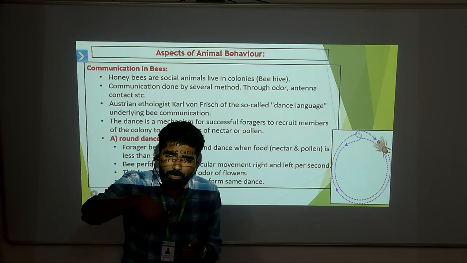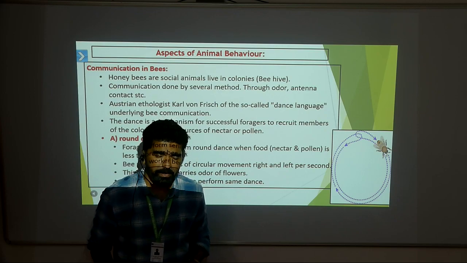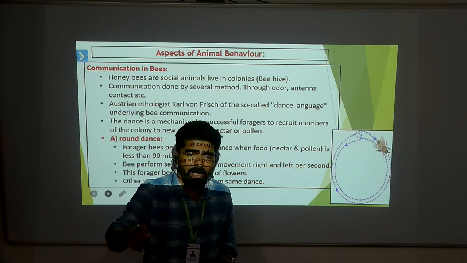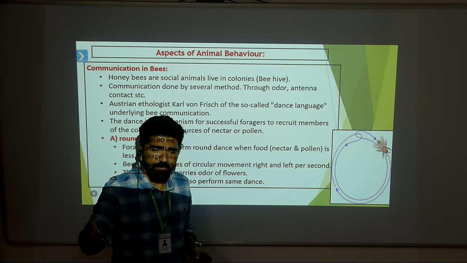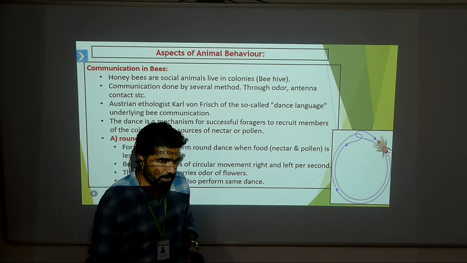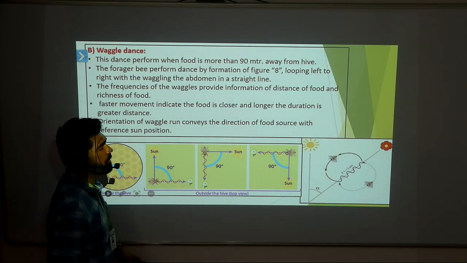So the entire hive has several patches there, and the bees perform the round dance, and the entire hive knows that the flowering plants are nearby, just less than 90 meters away from their hive. This is the round dance.